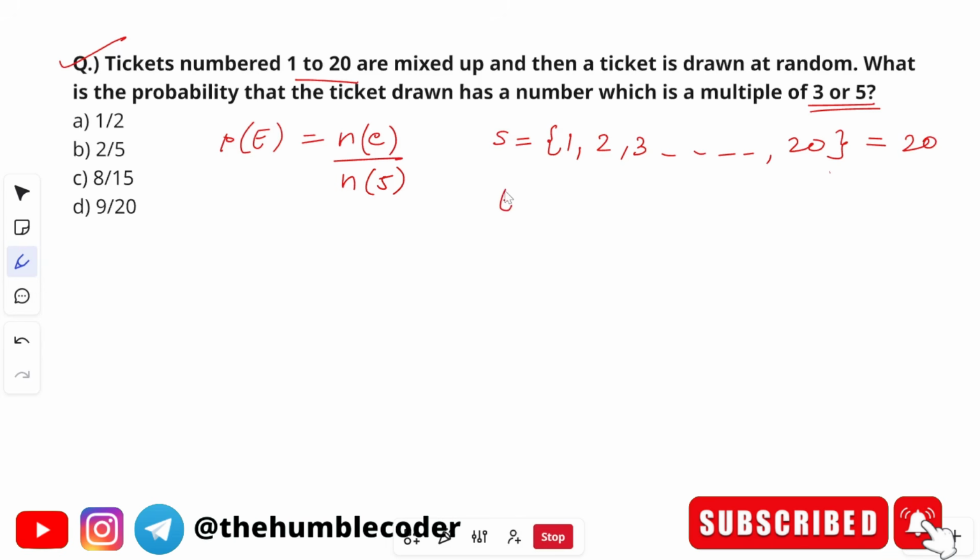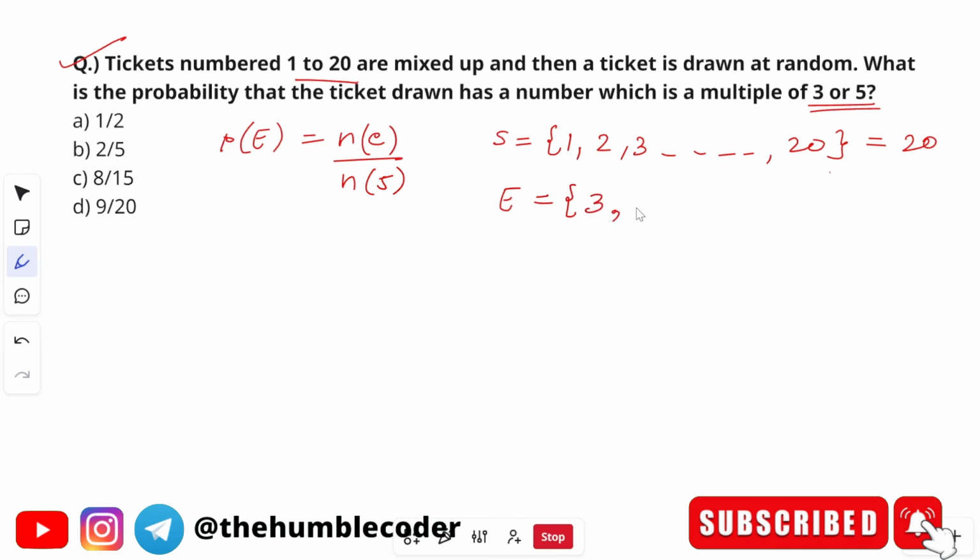Now we are going to find out the event. Event is what? What is the probability that the ticket drawn has a number which is a multiple of 3 or 5? So let's try to create the event. See, in the sample space we have a lot of numbers, all from 1 to 20. Now in the event we will only take those numbers which are either a multiple of 3 or 5. So 1 cannot come, 2 also cannot come, but 3 can come, right?